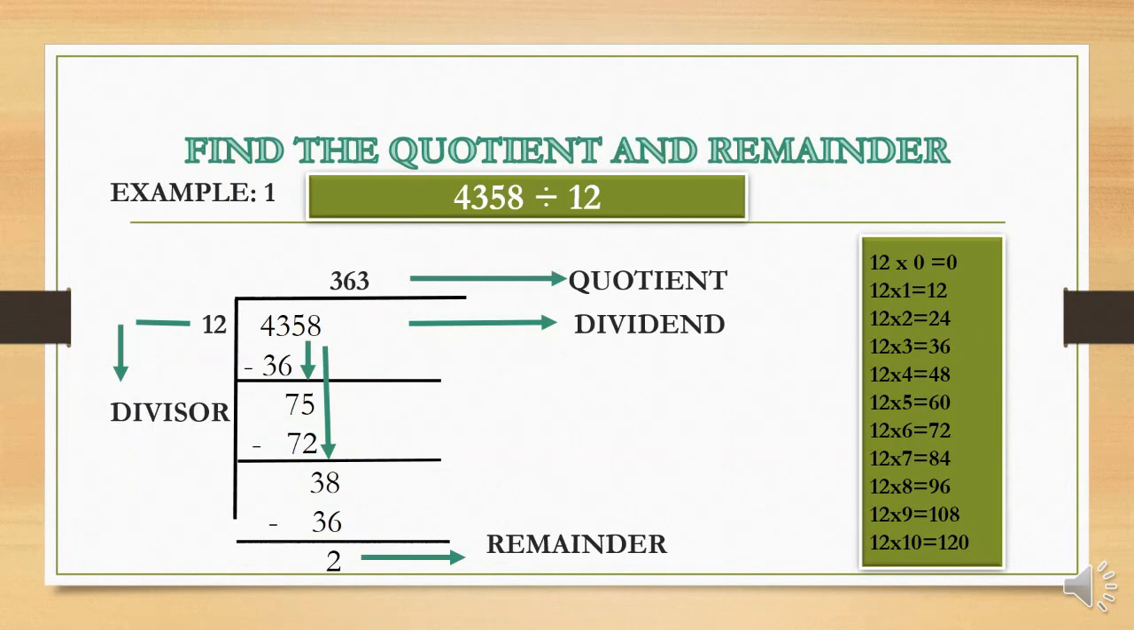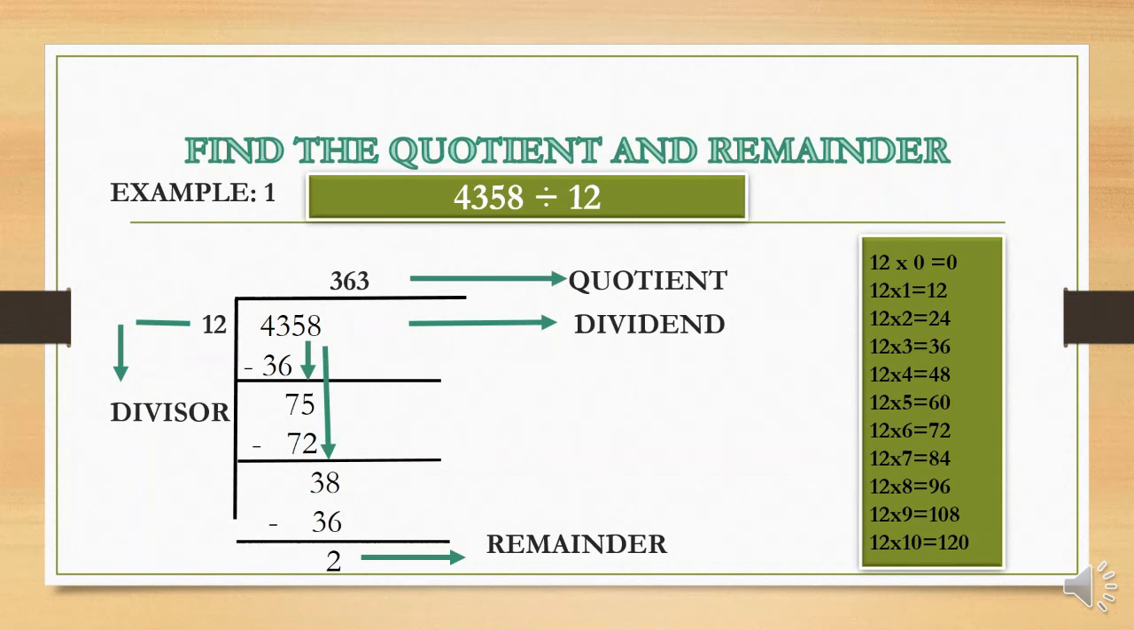To find the quotient and remainder, we need to divide the number. Before finding quotient and remainder, you must know division. What is division? Division is the action of splitting numbers into parts. These parts are called quotient, dividend, remainder and divisor.